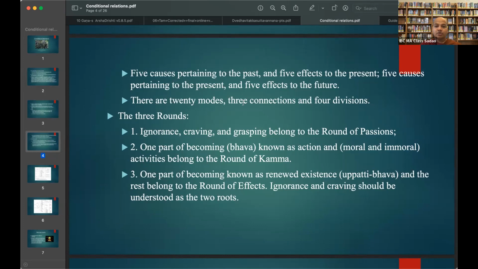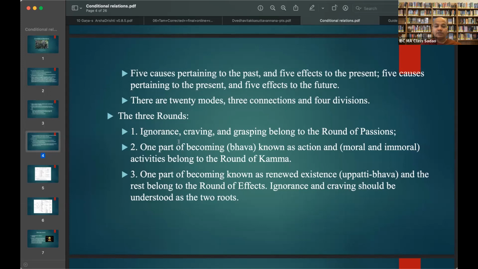Okay. 20 modes in the sense that there are five functioning as cause, five as effects, five cause again, pertaining to present, and five effects in the future. Three connections: past to present, present to present, and present to future. Three connections.